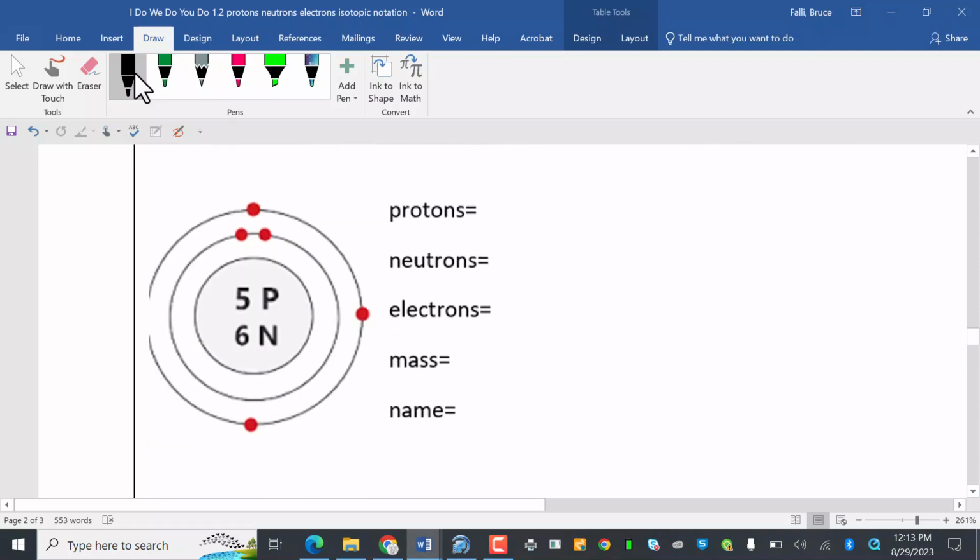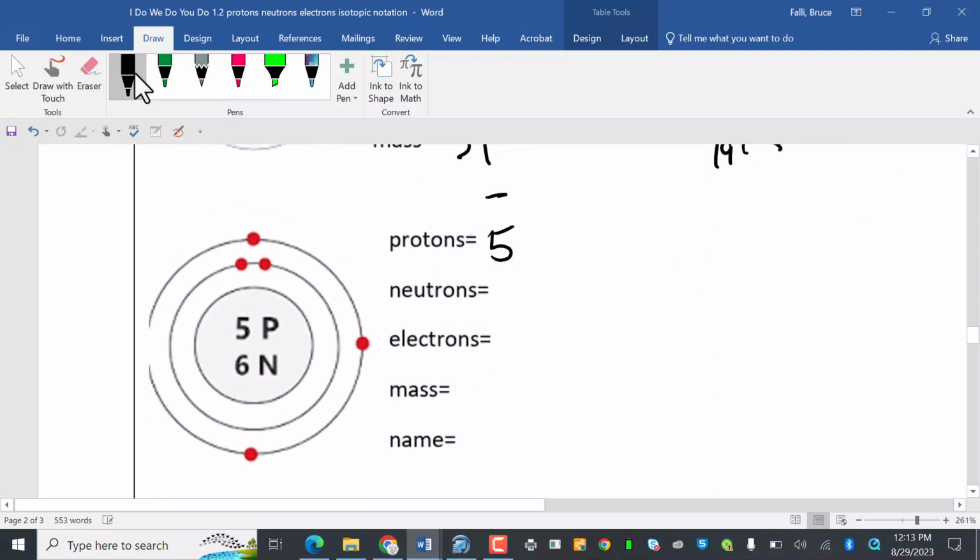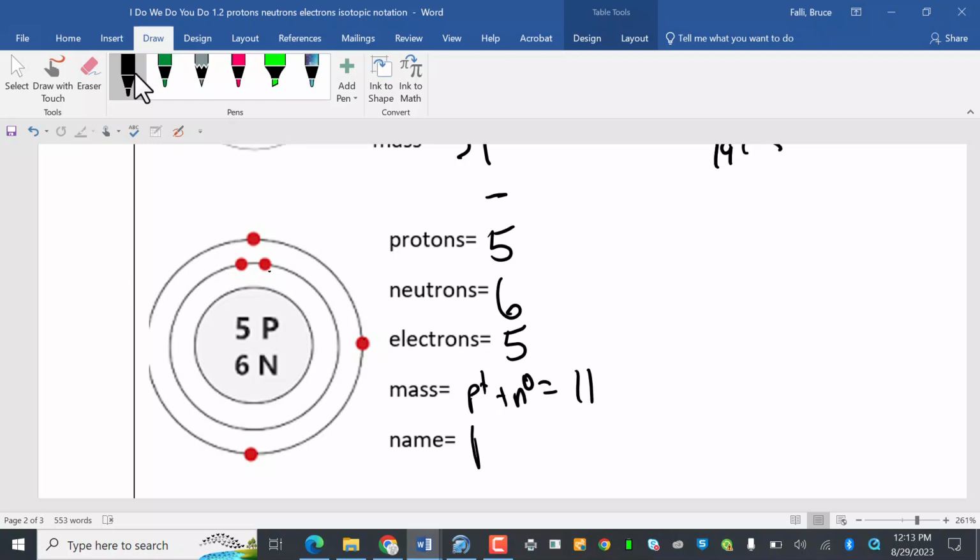Protons, hey, P, 5. Neutrons, 6. Electrons, 1, 2, 3, 4, 5. That means it's neutral, no charge. Its mass is protons plus neutrons. 5 plus 6 is 11. What has 5 protons? That's my old friend boron. Dash mass 11. And to show the isotopic notation for it, boron symbol is B, 11 is the mass, and 5 is the protons.